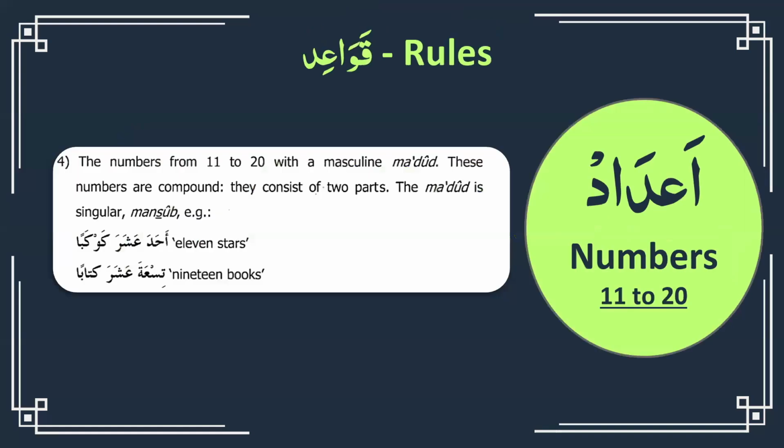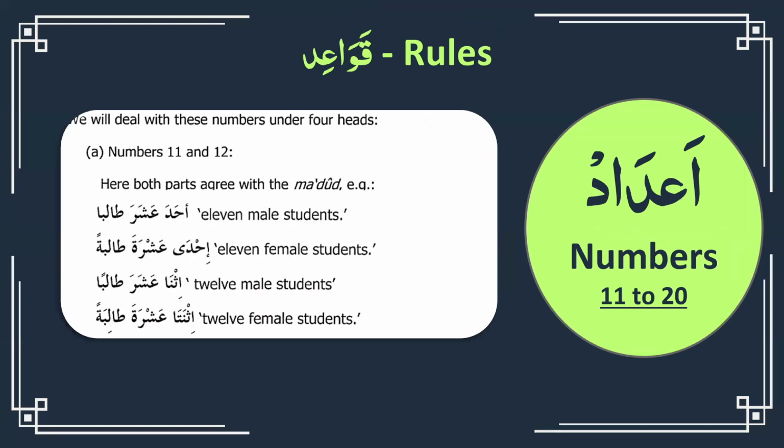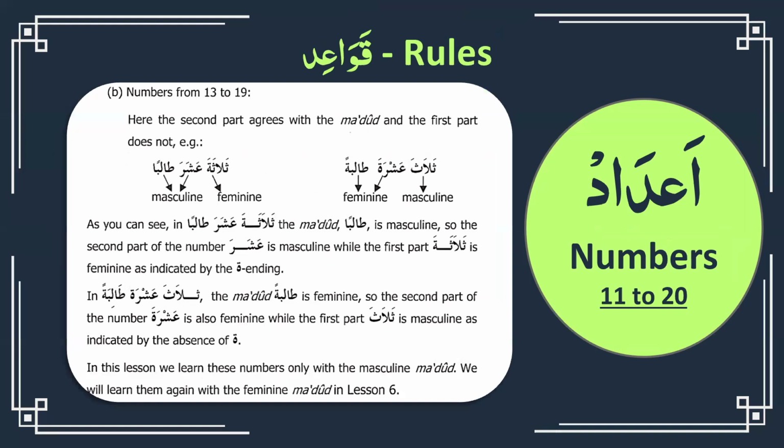Okay. So the rules for the numbers, we also learned 11 to 20, how the numbers 11 to 20 will work. Ahada ashara kawkaban, and we explained the total number of rules, all the rules that we have. I explained to you the numbers 11 to 20 in the beginning of book number 3, I believe. Thalathata ashara taliban, when you're talking about male students, and it starts from number 13 to 19.